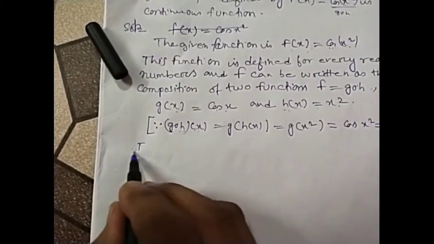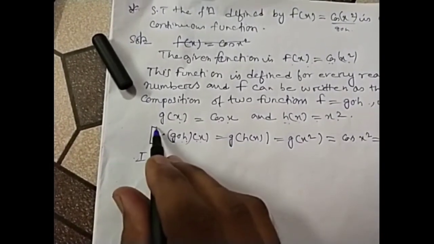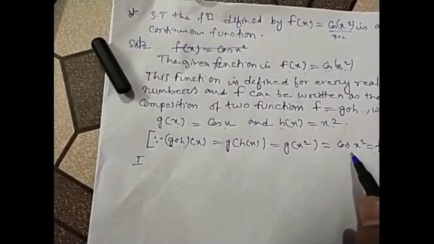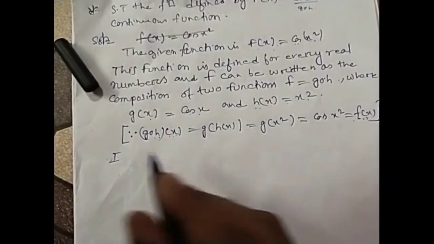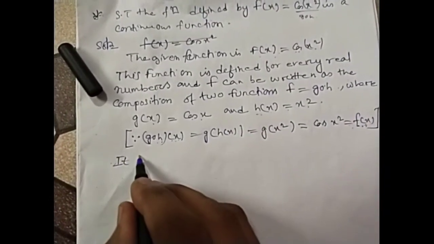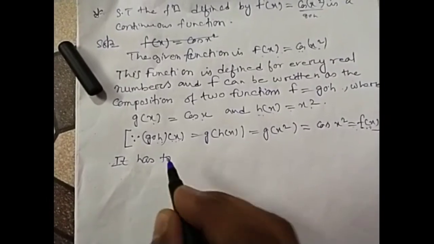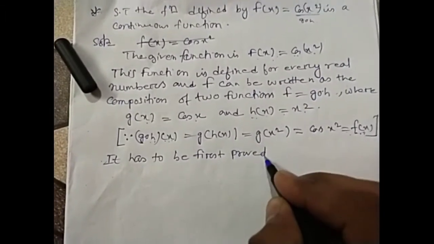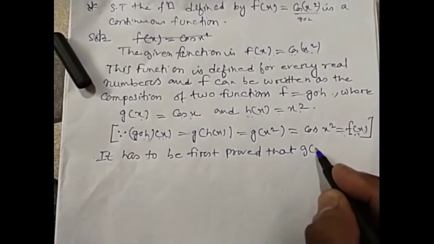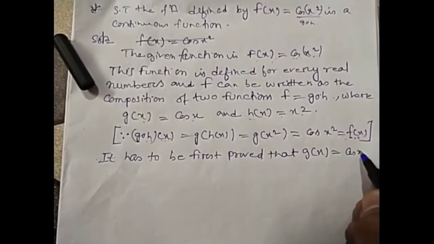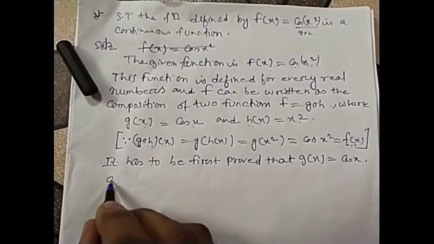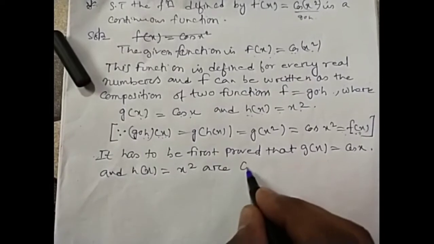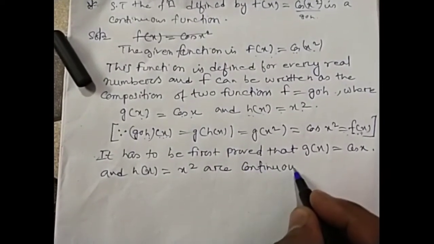Since (g o h)(x) equal f(x), in exam you need not write this. If you want to write it, you can, no problem. Now let us start. First we have to prove that g(x) equal cos x and h(x) equal x square are continuous functions.